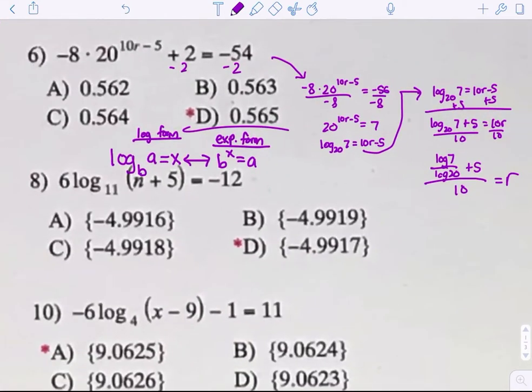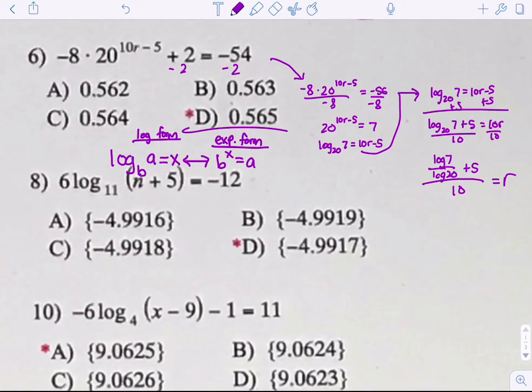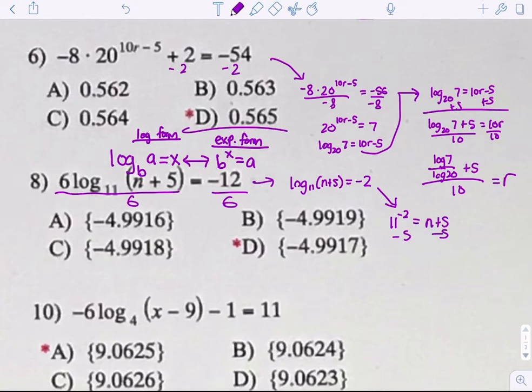Moving this over here. So we need it to get into log form, so we need to get rid of that coefficient. Divide both sides by 6. Log base 11 of n plus 5 is equal to negative 2. Now we're going to make it into exponential form, so 11 to the negative 2 power is equal to n plus 5. Subtract 5 from both sides. 11 to the negative 2 power minus 5 is equal to n. Plug that in and you guys get D.